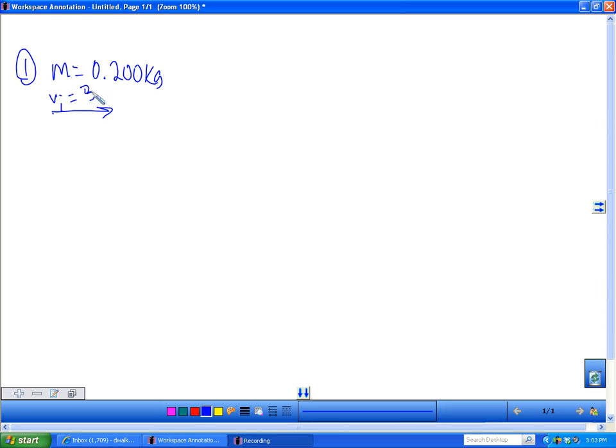30 meters per second. I'm going to make that be positive. And it comes back at you at negative 50 meters per second. And you're looking for the change in momentum for part A. So part A asks for delta P. So delta P is equal to m delta V.